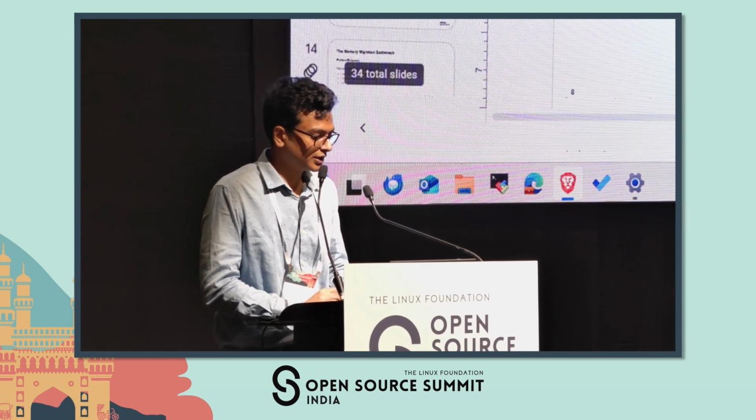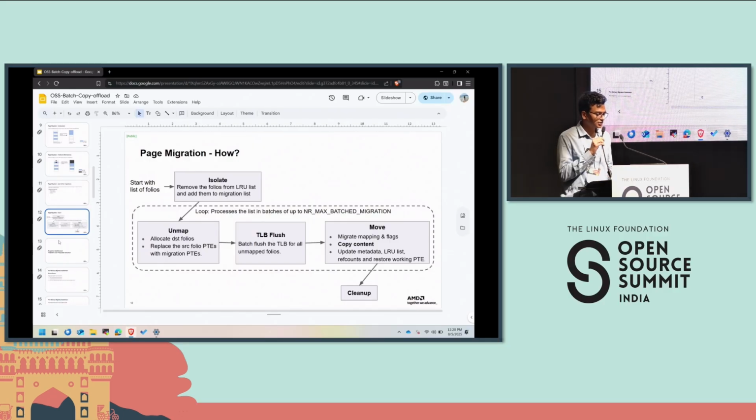One point I missed: I interchangeably used folios and pages in my presentation. Folios are a newer concept in Linux MM. It's just a contiguous chunk of memory, and it is handled as a single unit, so it has less overhead.